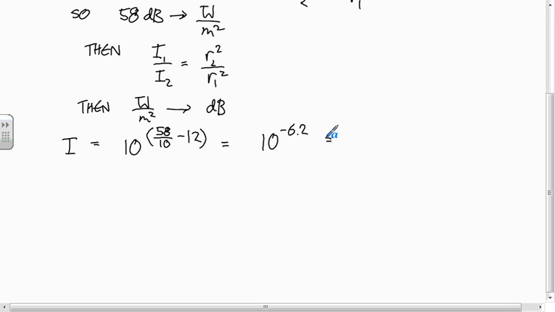Okay, so on these TI calculators, there's a 10 to the X button, and so now you just go second 10 to the X, plug in your answer, and you get 6.31 times 10 to the minus 7. So 6.31 times 10 to the minus 7, and that's in watts per meter squared.